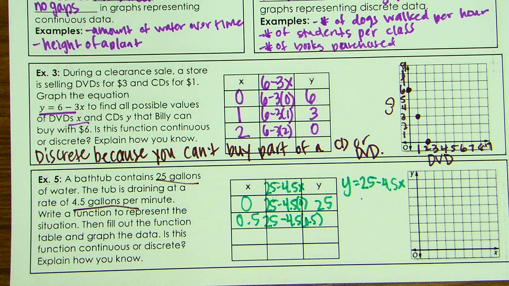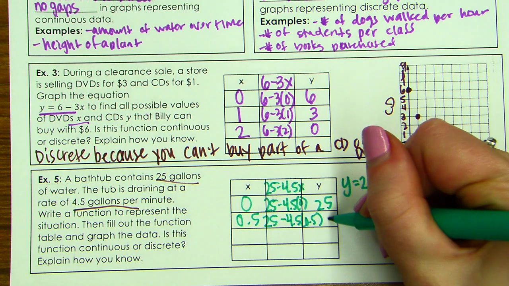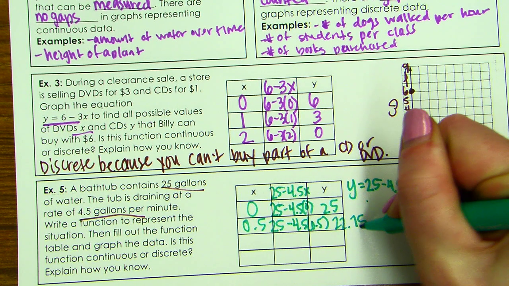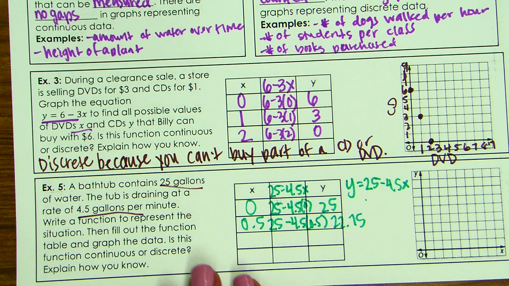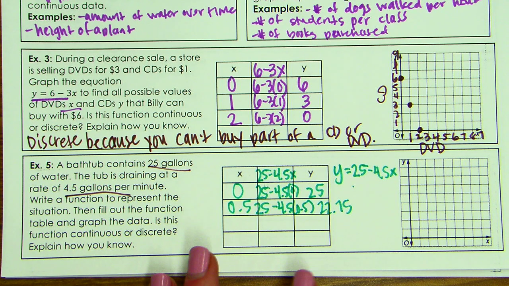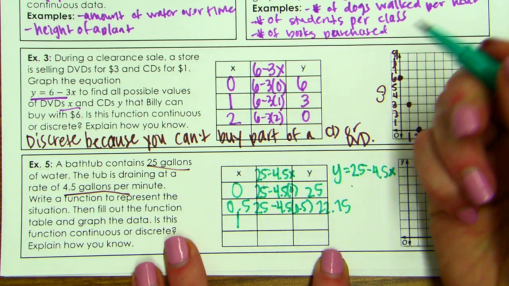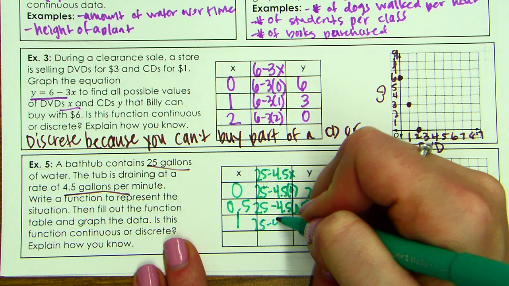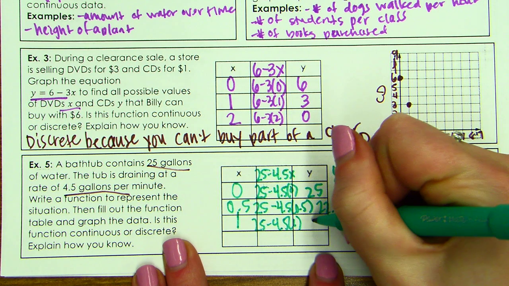So it's going to be 22.75. And I could have plugged something else into it. I could have plugged in 1/4. I could have plugged in 1/3. All of those values would have made sense. Next, I'm going to plug in 1. 25 minus 4.5 times 1 is 20.5.